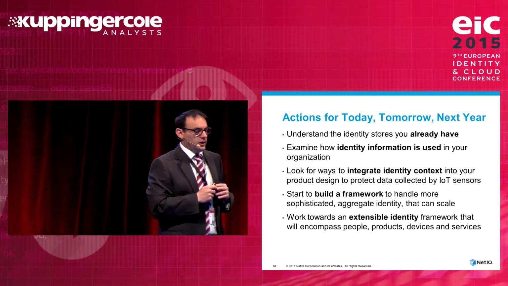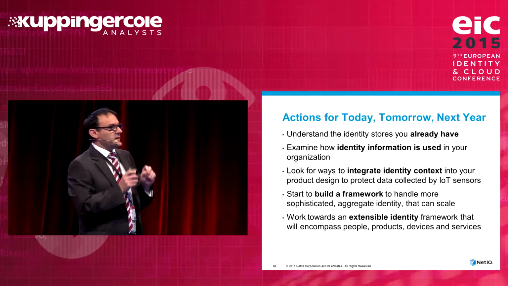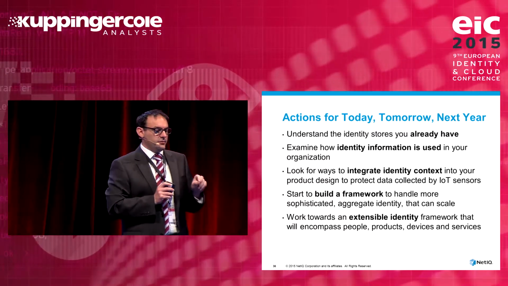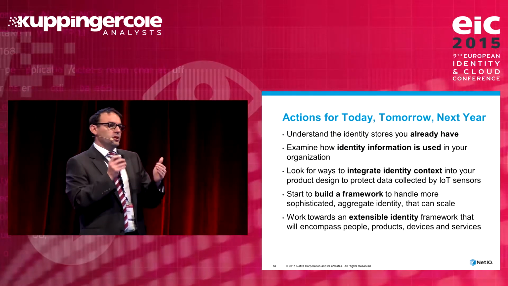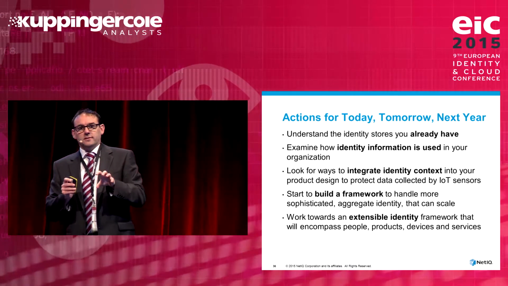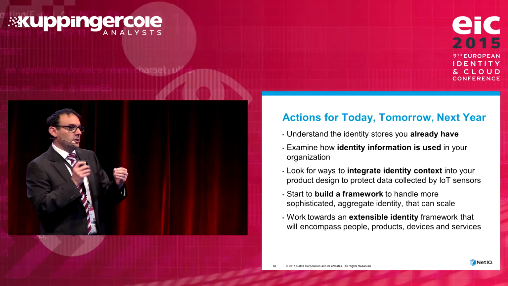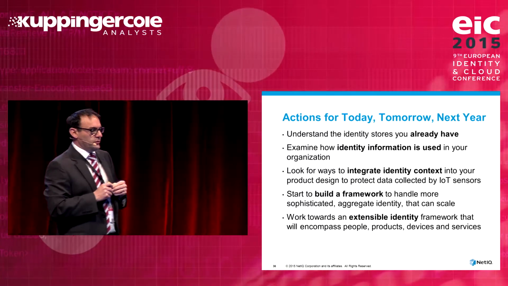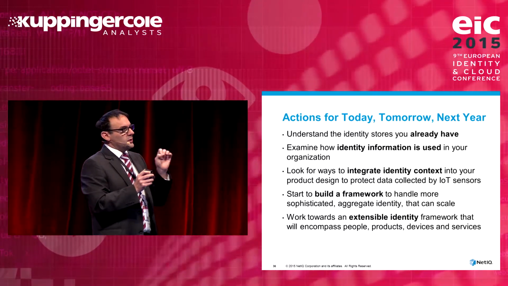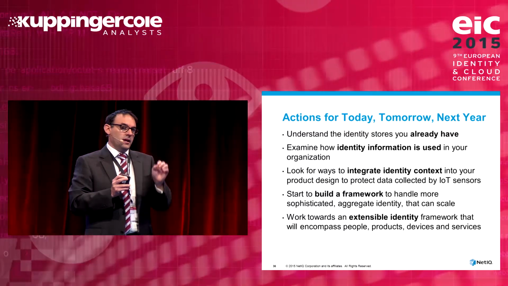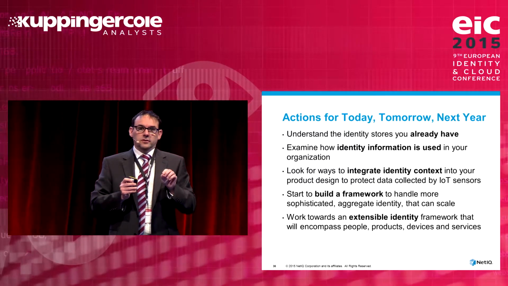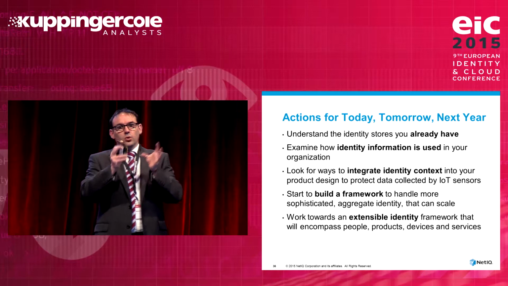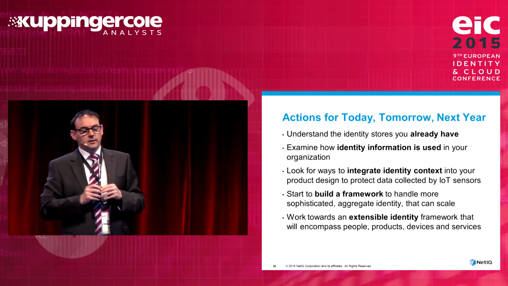So in terms of actions for today, what do we need to do? Well, we need to understand the identity stores that we already have in place. And then we want to examine how we use identity information in our organizations today. We want to look for ways that we can integrate identity context in what we do, so we can start to understand behavior, and we can start to understand the sensors and the things and how they're going to interact moving forward. And we need to start to build a framework that can handle much more sophisticated and aggregate identity information, and importantly, a framework that can scale, because we're talking about many, many millions of identities that are going to impact organizations that are not necessarily expecting that sheer scale of identity information.